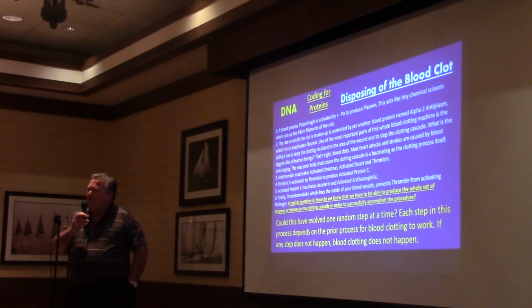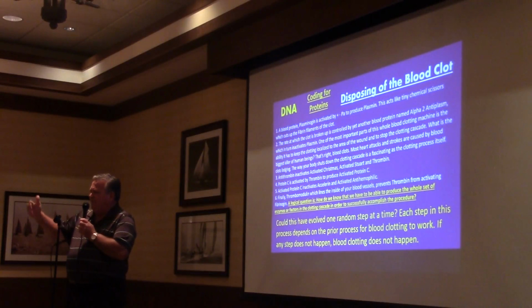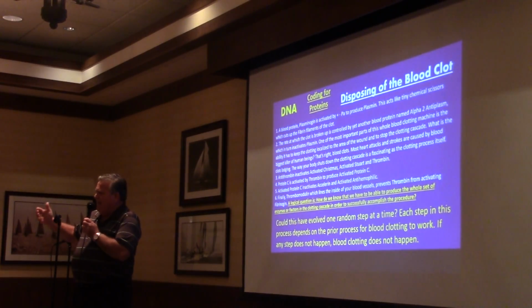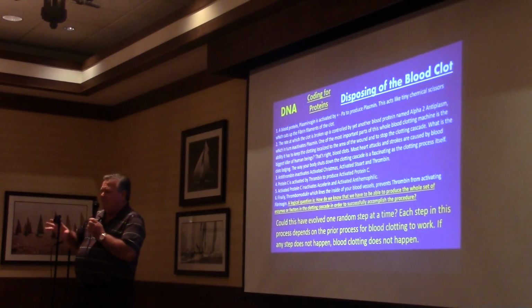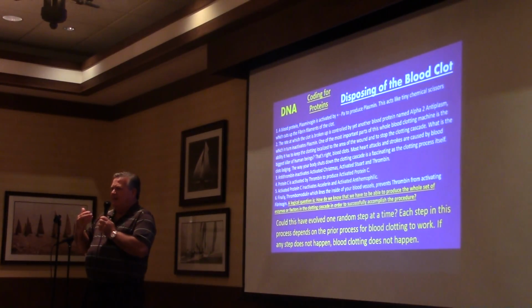How could that happen over billions of years, little changes at a time? All the changes that were taking place, you'd still be bleeding to death. That's the statistics of things like blood clotting and evolution.